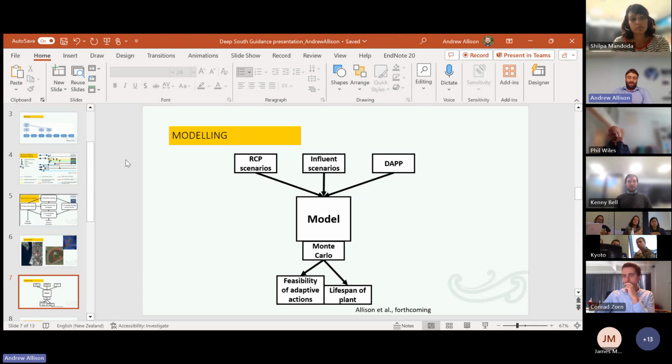So the models simulate the implementation of the DAP when new actions are chosen, when triggers are reached and applied, in order to try to avoid those adaptation thresholds. We run Monte Carlo analyses on these models. So basically we run the models tens of thousands or hundreds of thousands of times to understand all the possible outcomes. Through that process, we can determine the feasibility of different adaptive actions and different adaptation pathways. And we can identify the lifespan of the assets under different scenarios. So that's the plant, the trunk network, and the outfall pipelines.